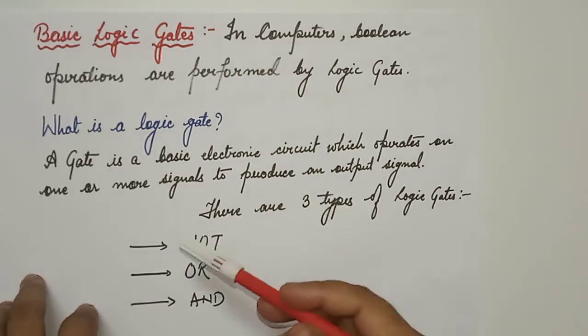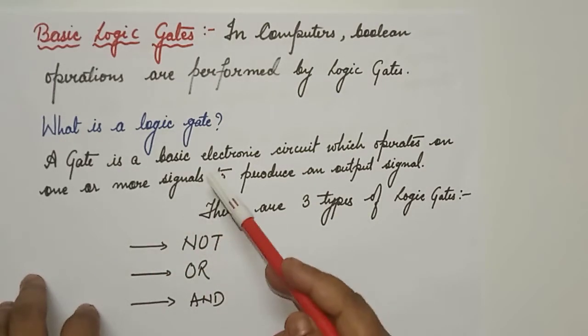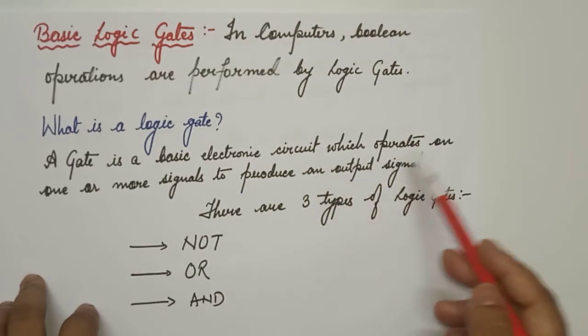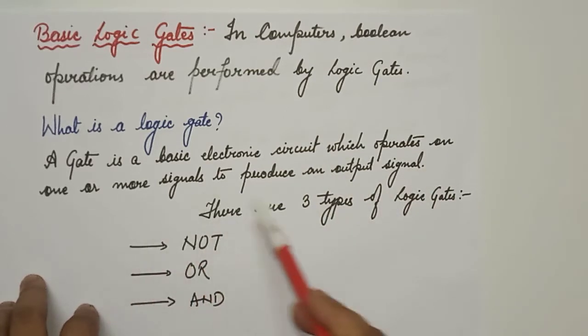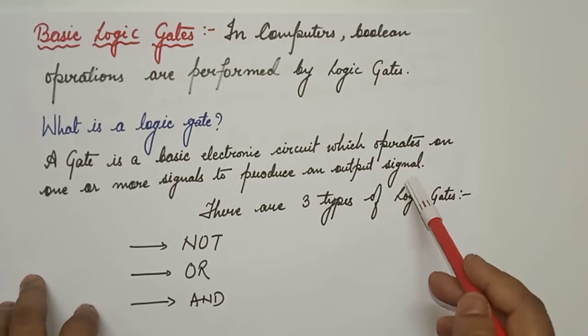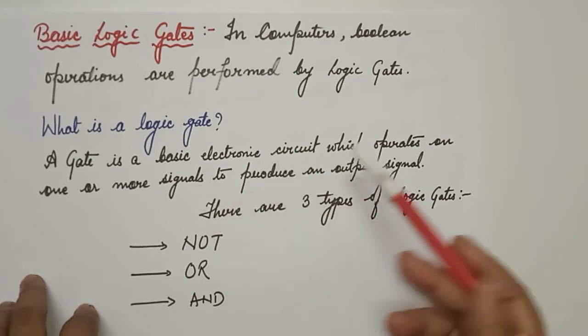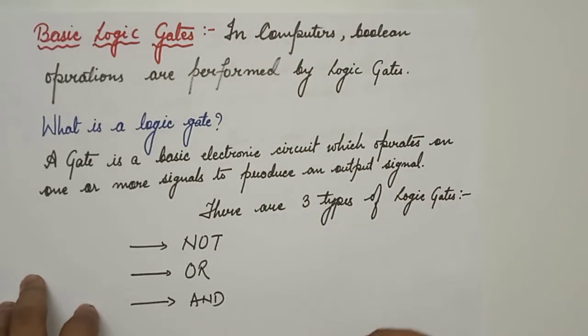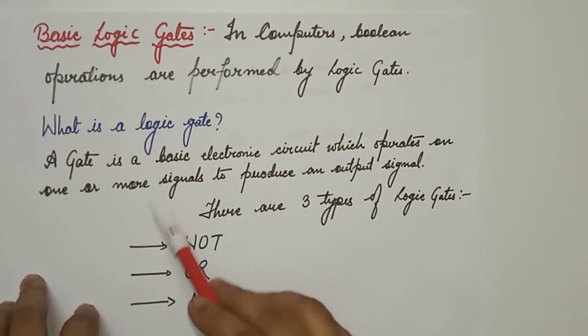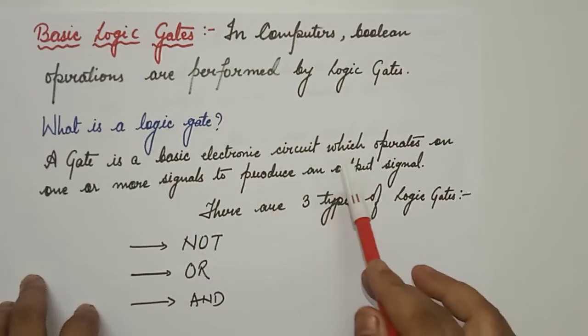Now, what is a logic gate? A gate is a basic electronic circuit which operates on one or more signals to produce an output signal. So a logic gate is an electronic circuit to which we can provide one or more signals, and it is going to provide us only one signal. Again, over here it works on the Boolean operations.